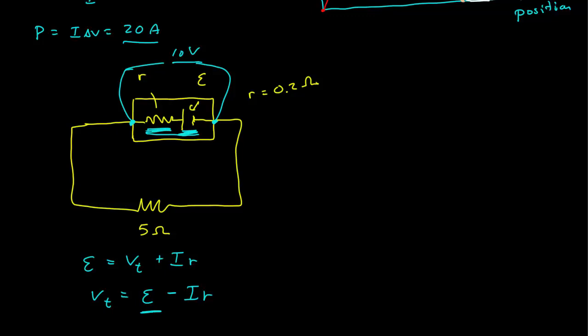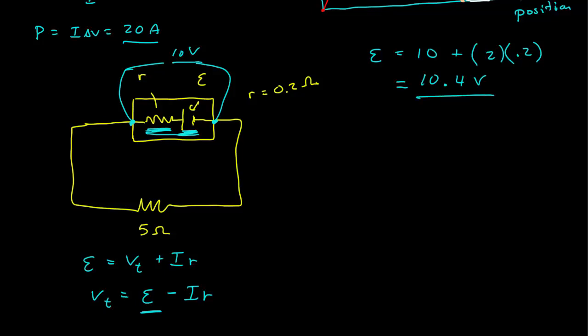Okay, so by doing that, we'll do it up here. The EMF then was equal to the terminal voltage, which was 10, plus the current, which we found last time was 2 amps, times the internal resistance, which is 0.2, that's 0.4. And so the internal EMF, or the ideal EMF of the battery, was 10.4 volts.